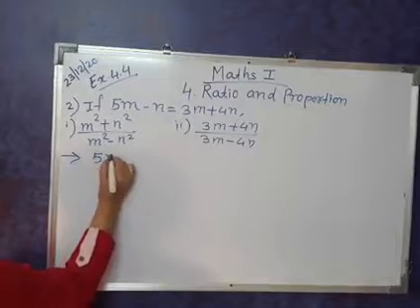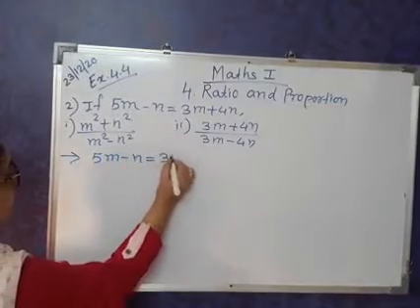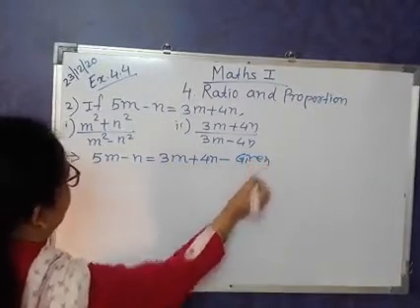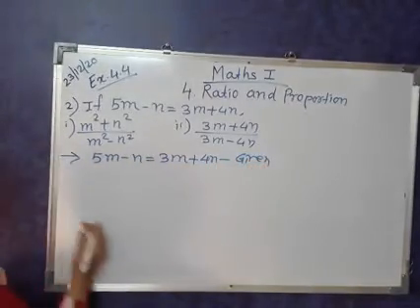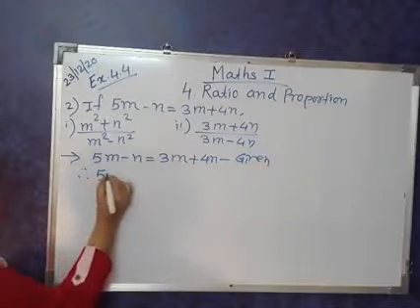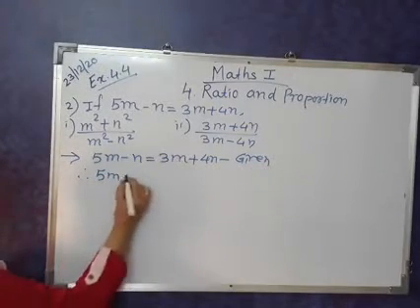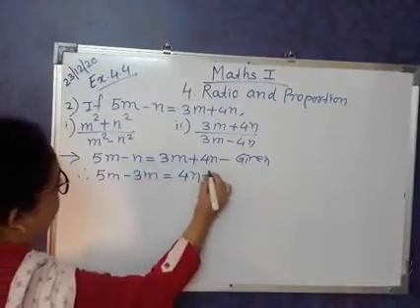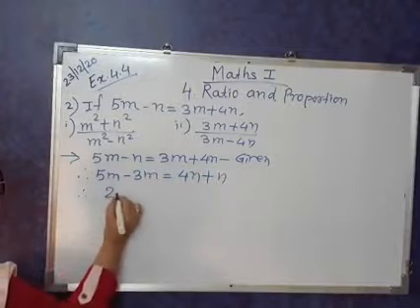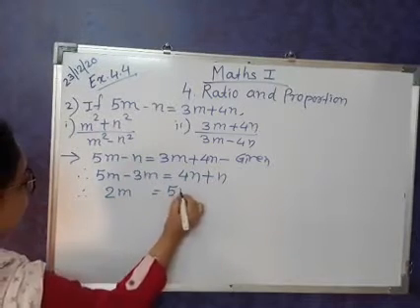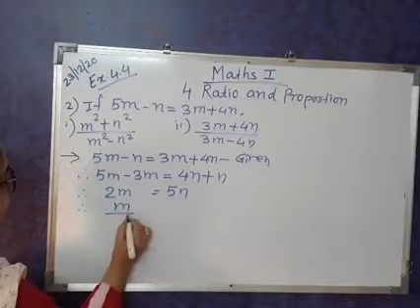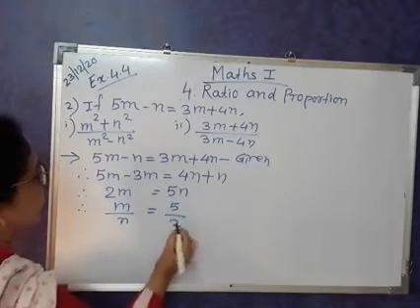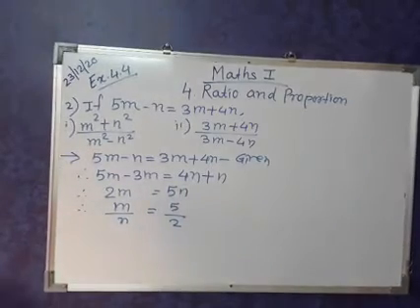Now what is given? 5m minus n is equal to 3m plus 4n. This is given. Now take the m terms on one side and the n terms on the other side. So 5m, 3m will come on this side as minus, is equal to 4n plus n. So here 2m is equal to 5n. So what is m upon n? n will come on this side as a divide. So we will get m upon n as 5 upon 2.